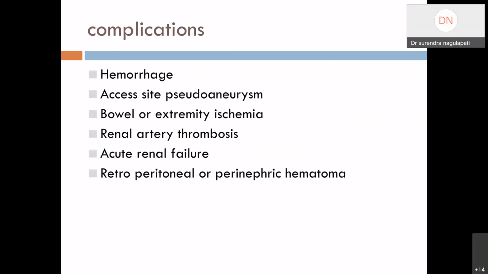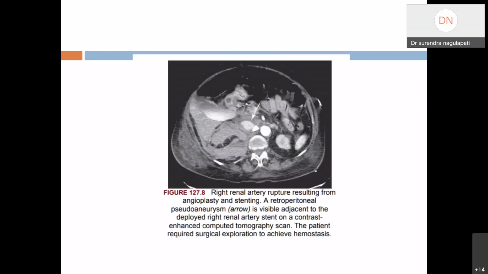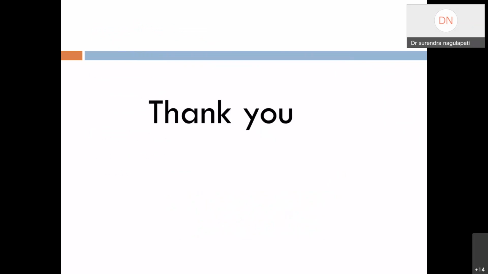Coming to the complications: access site hemorrhage and access site pseudoaneurysm, lower extremity ischemia, renal artery thrombosis, acute renal failure, and retroperitoneal or perinephric hematoma due to rupture of the renal artery. And this is the CT image showing the retroperitoneal hematoma resulting from renal artery rupture during angioplasty and stenting. Thank you.